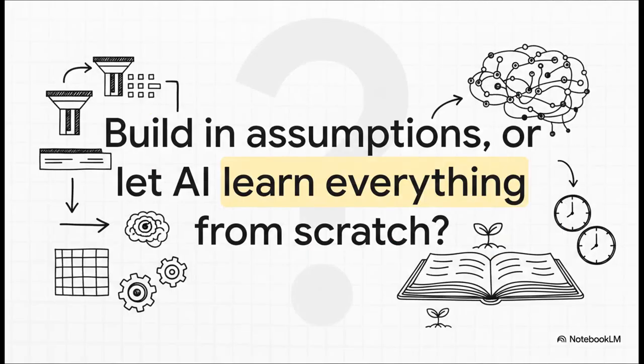Which kind of leaves us with this big, fascinating question about the future of building AI. Look, convolutional networks are a massive success story precisely because we baked our own human knowledge about vision right into their design. But what's the better path forward? Do we keep building these highly specialized models, encoding our own assumptions into them? Or is the future about building truly massive, general-purpose networks and just letting them learn everything from scratch, even if it takes way more data and time? It's something to think about.